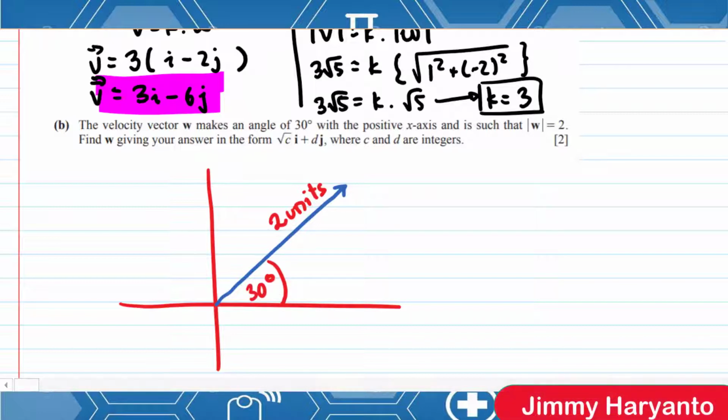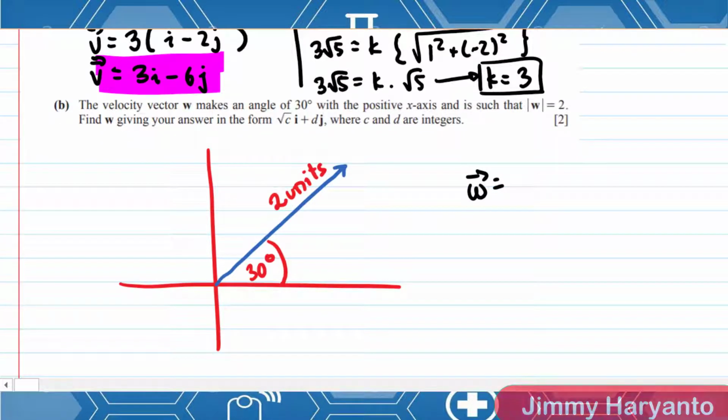The question is the vector W equals blah blah blah in the form of ci plus dj. So for this one, we have to focus on i and j. Do you remember what i and j represent? i represents the x-axis, j represents the y-axis. So we have to find the x and y components using trigonometry.